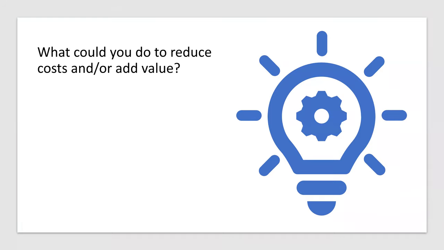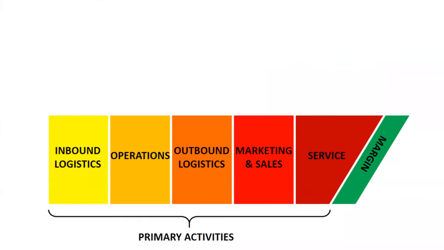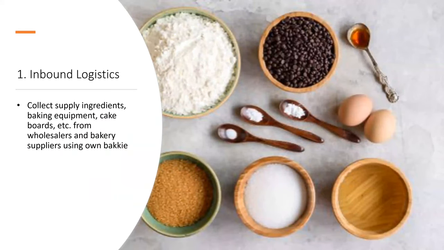Just a reminder here, of the primary activities in the value chain: inbound logistics, operations, outbound logistics, marketing and sales, service, as we apply them to our cake making business. First of all, inbound logistics. We collect the supply of ingredients, baking equipment, etc., from wholesalers and bakery suppliers using our own car. So we go around in our car to buy these various ingredients.